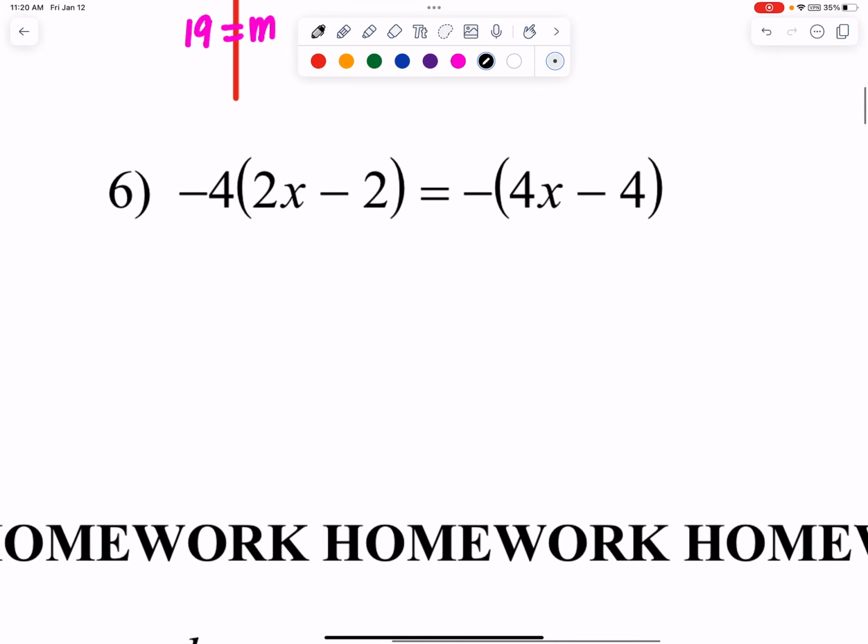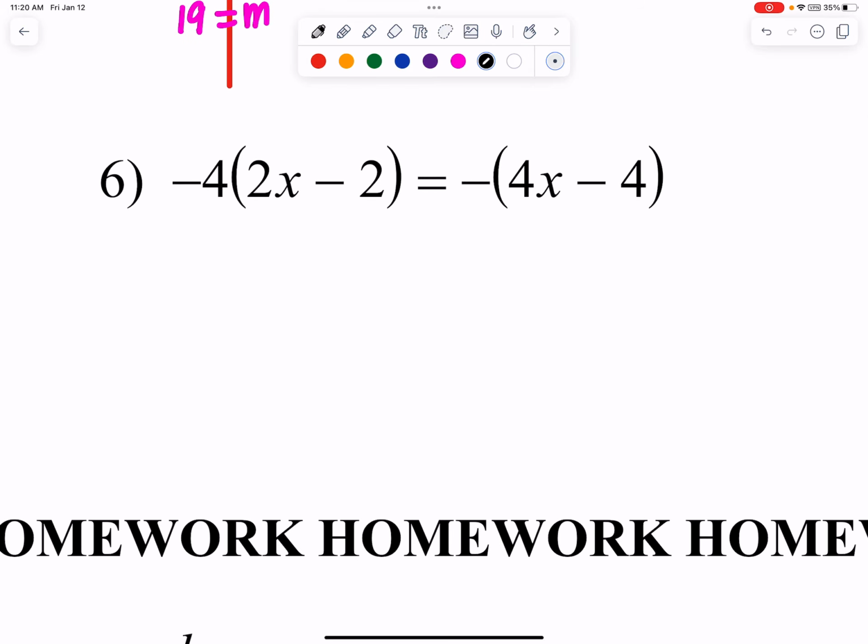All right, let's go ahead to this one. We do have variables on both sides like we've been practicing now. So let's go ahead and separate our workspace out.